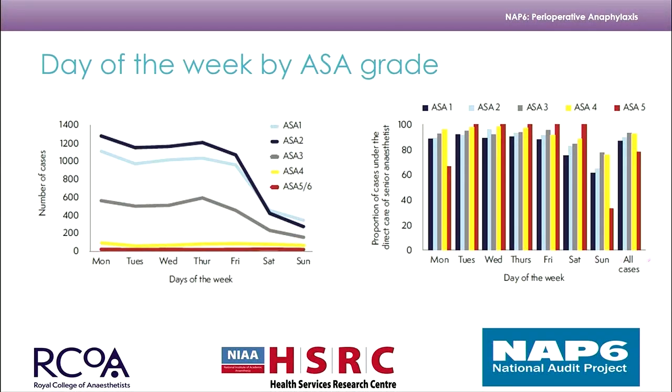Again, this bar chart represents what proportion of patients were under the direct care of a senior anaesthetist, and we can see that a very high proportion of all cases are under the direct care of a senior anaesthetist, especially the ASA 3 and 4 cases, as well as the ASA 1 and 2 cases. But at the weekend, again, this does slightly decrease. I, to some extent, ignore the ASA 5 cases because they were so infrequent, and this might be a bit anomalous.